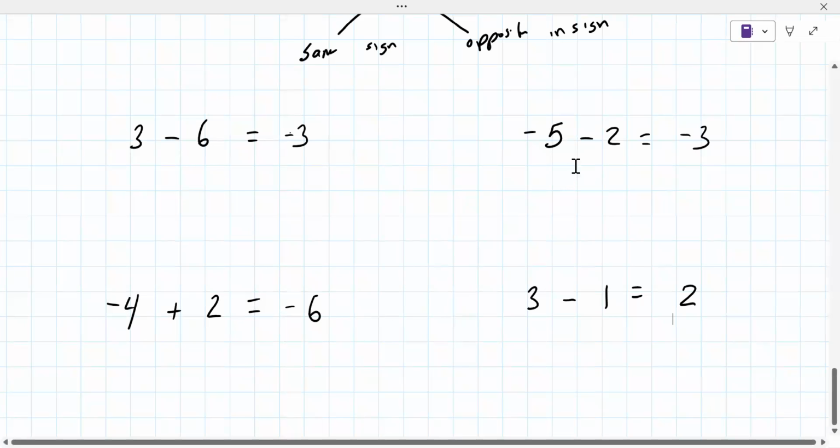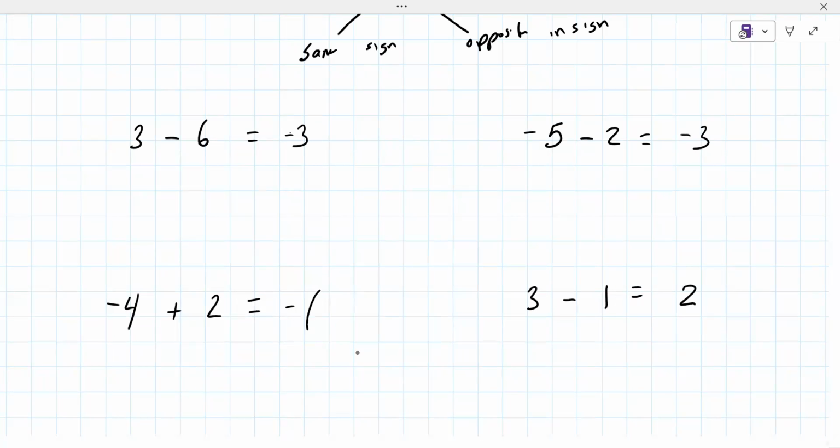Unfortunately, a couple of these are not correct. When they are opposite in sign, you first determine whether it's positive or negative. It is negative, that's true. Then you take the larger and subtract the smaller.